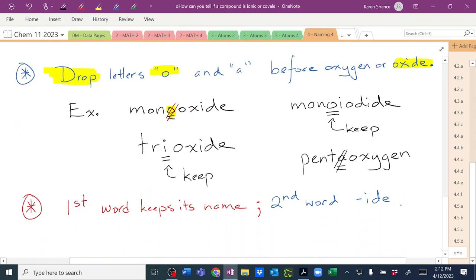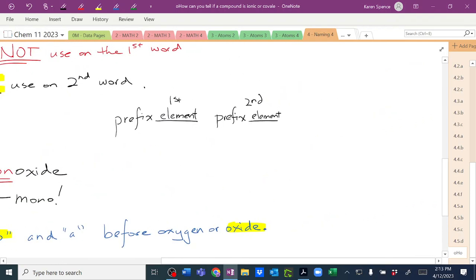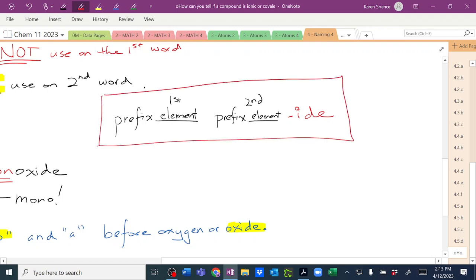So if we were just to, and I will come back down here in a moment, but if we bop up here, you remember how I said, okay, we write prefix first element, and then we write prefix second element. We should add on to that: it's prefix second element, ide. So that's the general formula, you have the prefix in the first element, prefix second element, ide, but here there would be no mono. If you want that all summarized in one little bit there, that would be how you would write your formula.